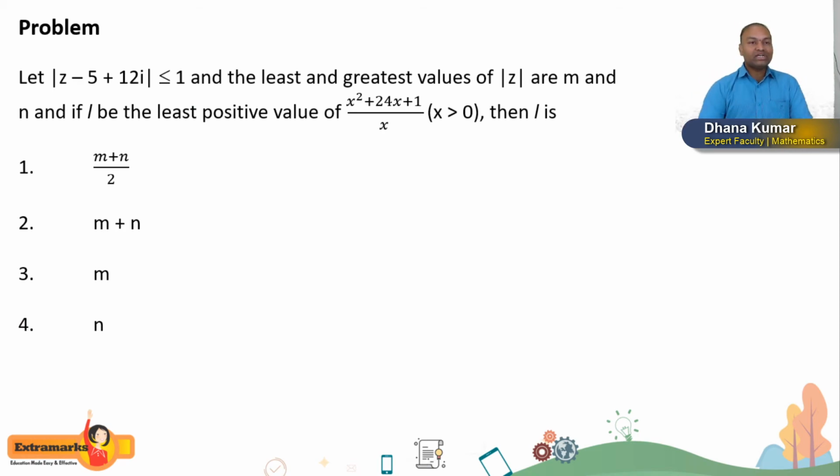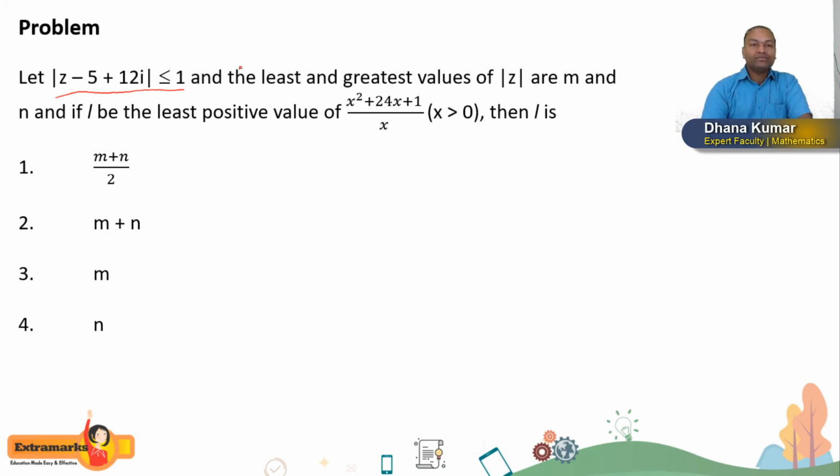Let modulus of Z minus 5 plus 12i be less than or equal to 1. Just now I told one small point. Suppose if the less than symbol is not there and only the equal to symbol is there, then the locus of Z is a circle. So here, less than or equal to 1 means point Z may lie on the circle or may lie inside the circle. That is the meaning of that.